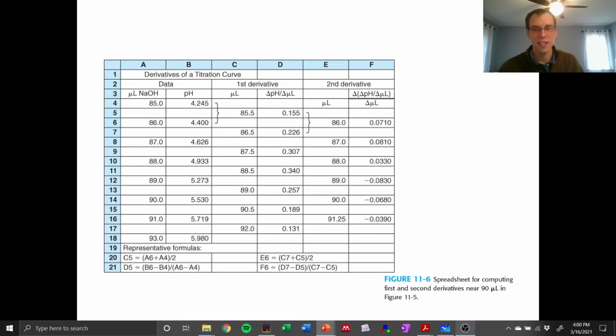So that's the first way of finding an endpoint. The second way is indicators, which we'll talk about in the next video.